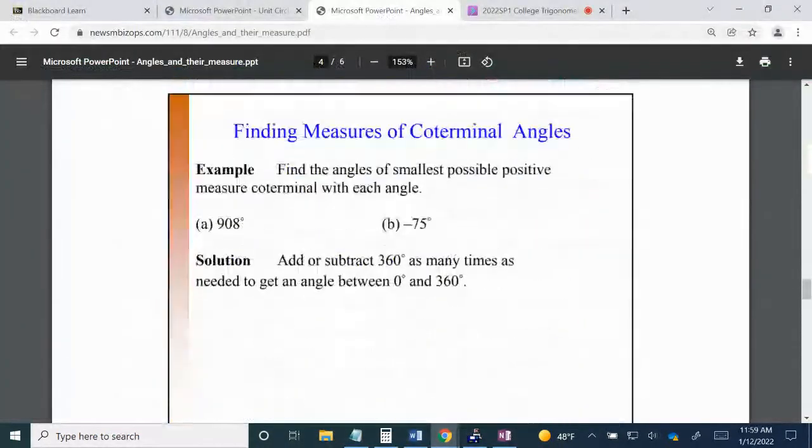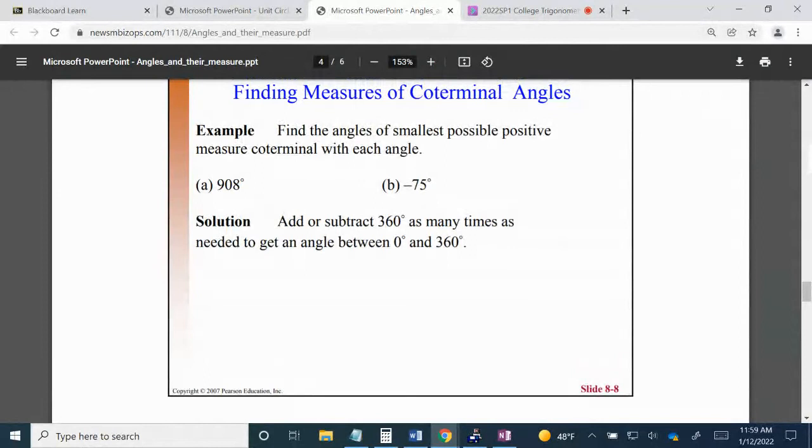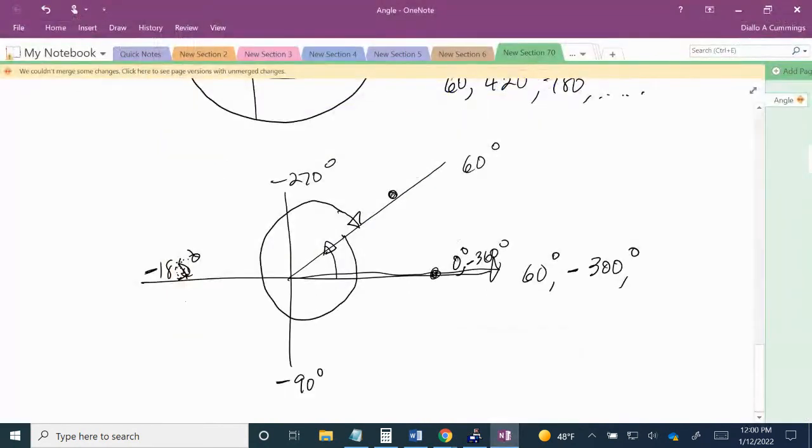All right, so let's look at an example. We're asked to find the smallest possible positive measure for a coterminal angle for each one of these angles. So we have a 908 degree angle, and we have a negative 75 degree angle. First we're going to start with the 908 degree angle, and I'm actually going to sketch out a 908 degree angle. Which quadrant does that angle lie in?